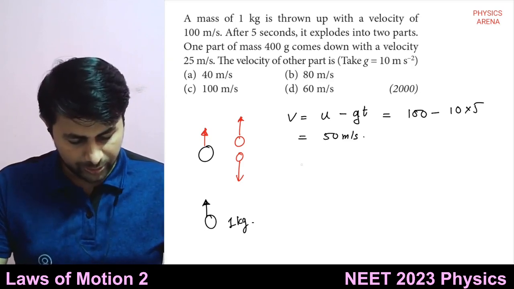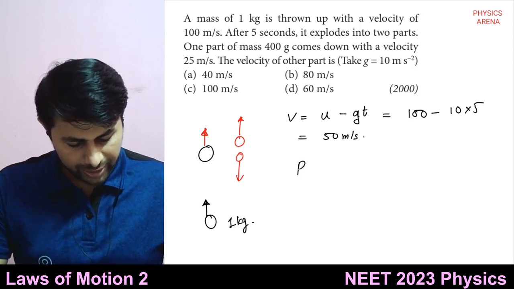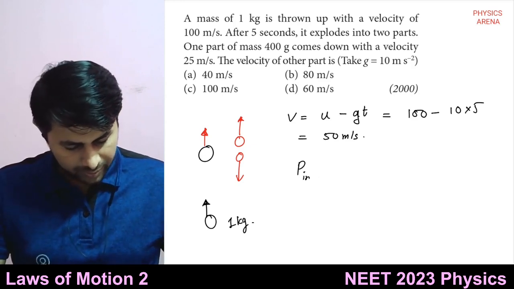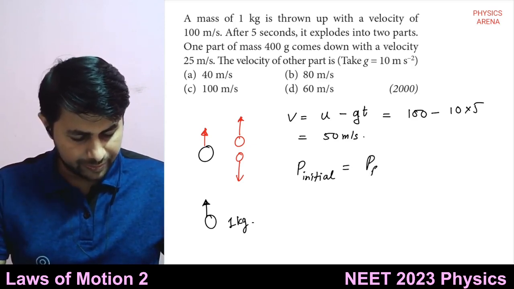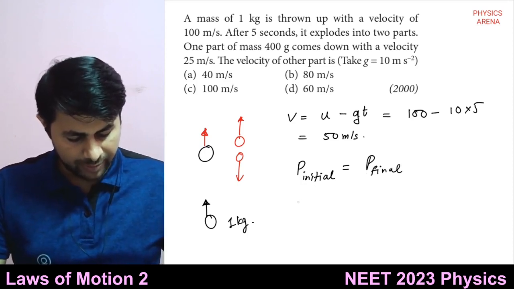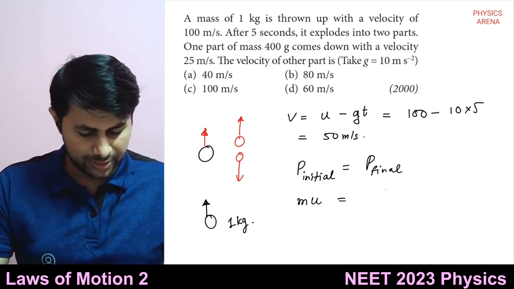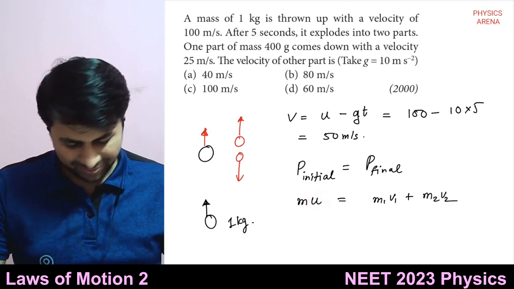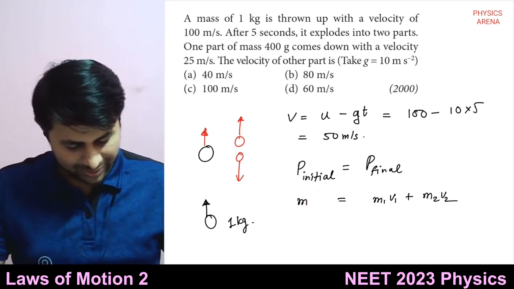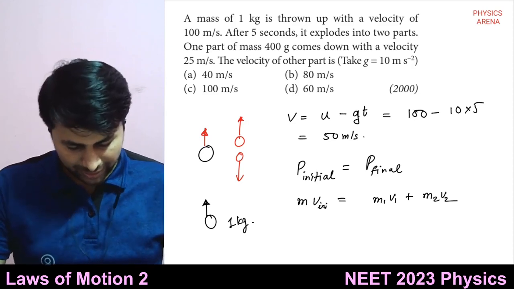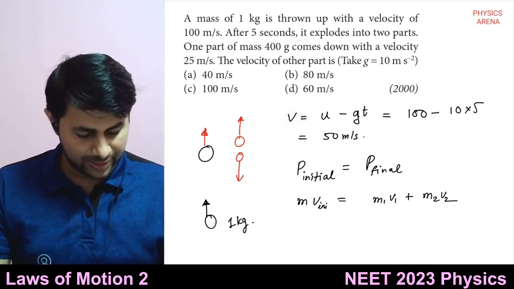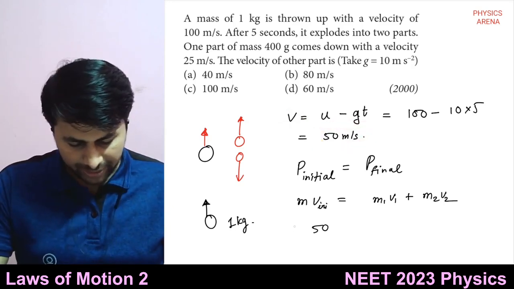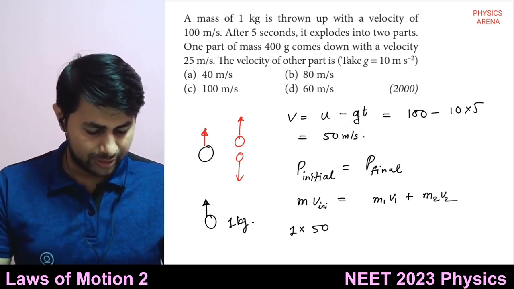So momentum before explosion: P initial equals P final. Its mass multiplied by initial velocity is equal to, now there are two masses, m1 v1 plus m2 v2. I will call this v initial, which is the velocity before explosion. Its velocity is 50 meters per second. So 50 multiplied by its mass 1, total momentum is 50.